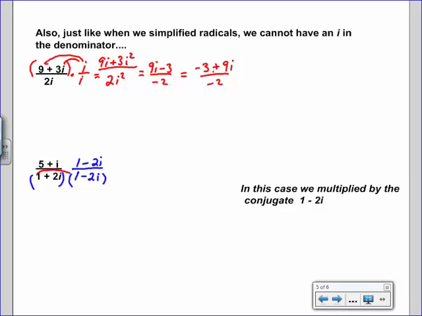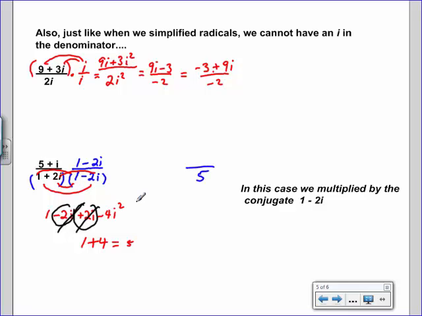So foiling the bottom, 1 times 1, 1. Outside, minus 2i. Inside, plus 2i. And the last term would be minus 4i squared. The reason we did this is these two terms will cancel. And as you know by now, i squared is -1, so that would be -4 times -1, which would actually give us 1 plus 4. So we'd end up with 5 on the bottom.